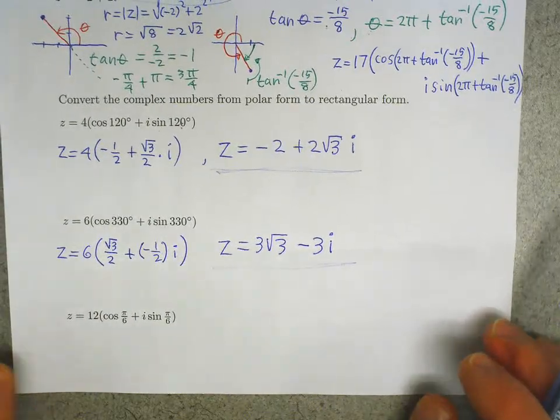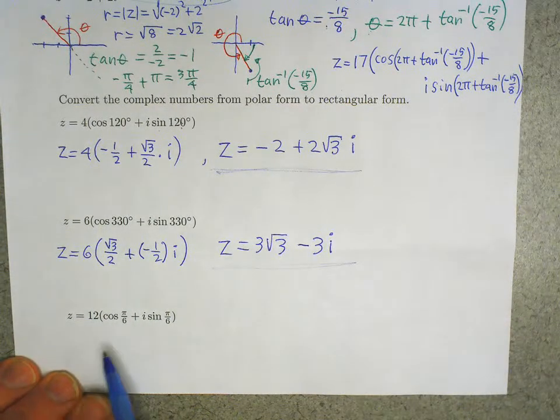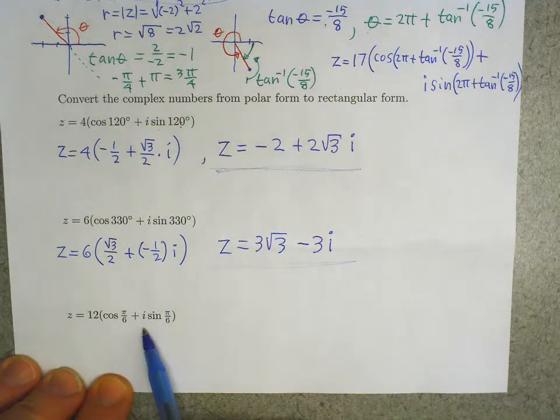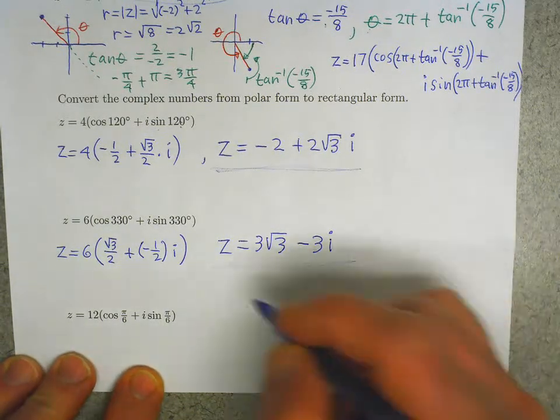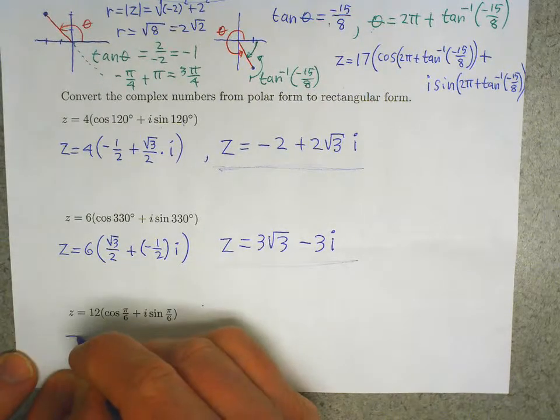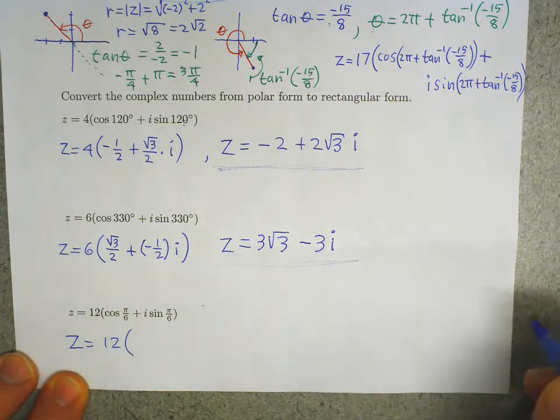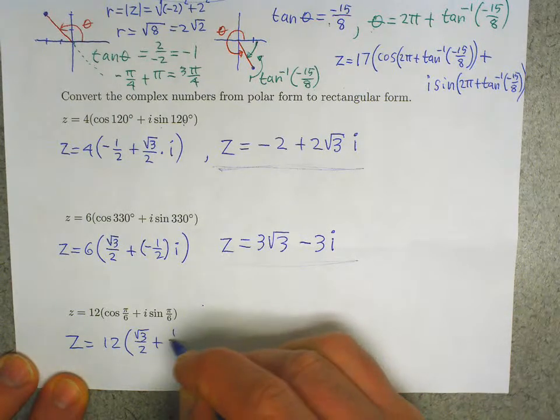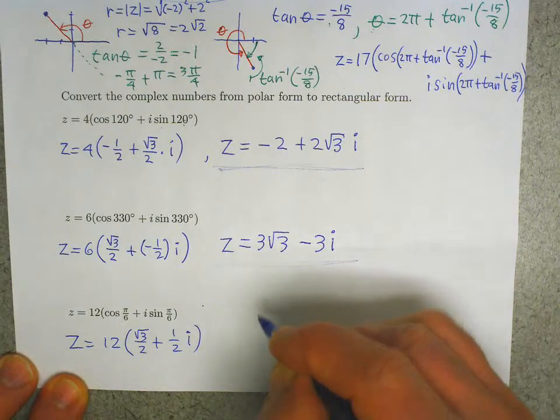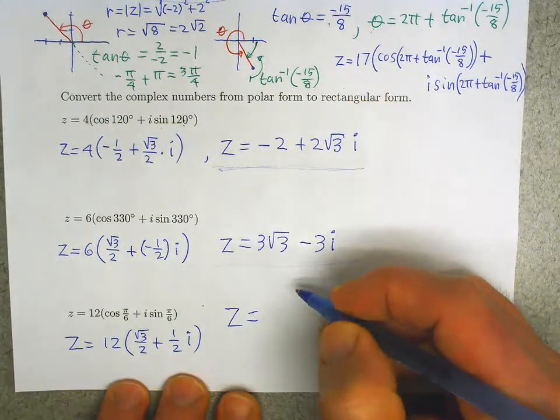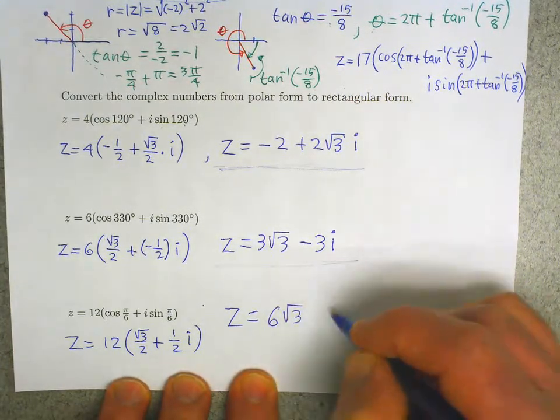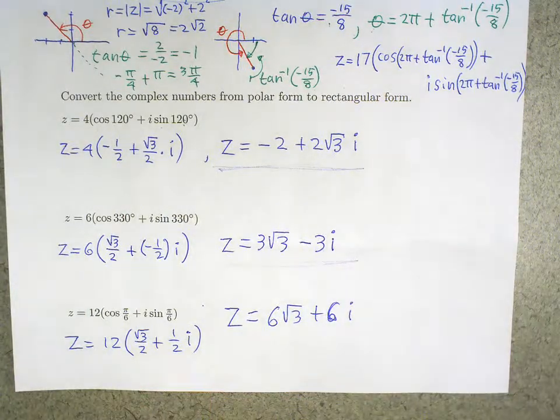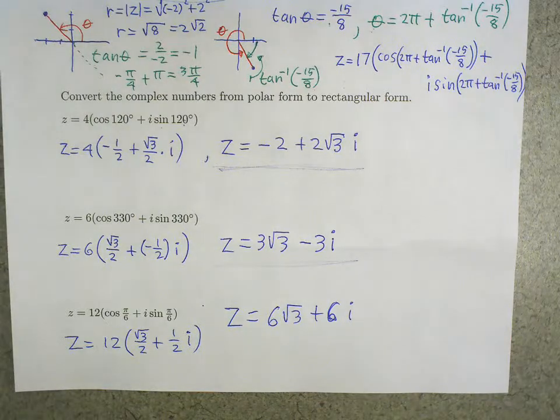And then this last one, z equals 12 times the quantity cosine of pi over 6 plus i times sine of pi over 6. So z is 12 times the quantity square root of 3 over 2 plus 1/2 times i. So z is 6 times the square root of 3 plus 6 times i. Okay, that wasn't too bad.